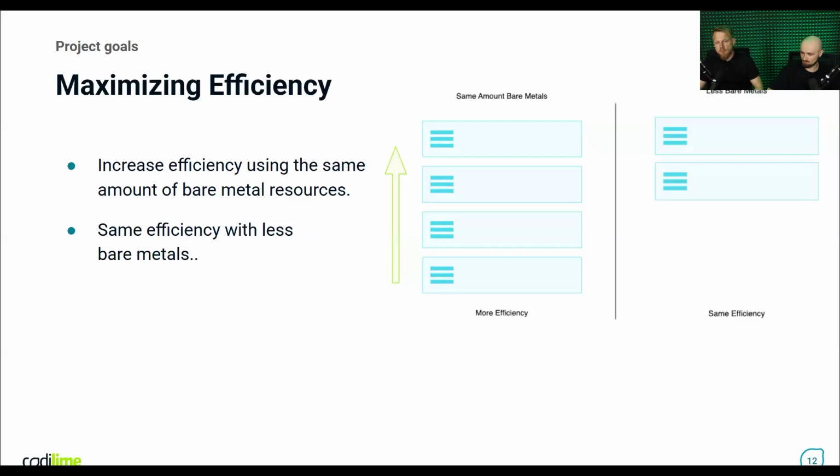And second, we want the same level of efficiency using fewer resources. This means using less hardware, but without reducing performance or testing capacity. Fewer machines also mean lower costs and real savings. Both approaches focus on better usage, not just adding more and more machines, but using them smarter.